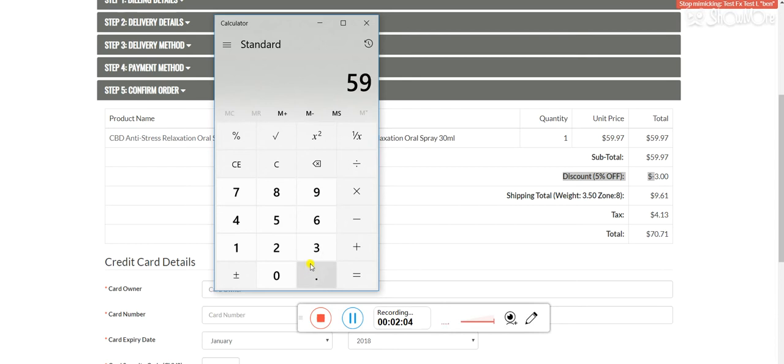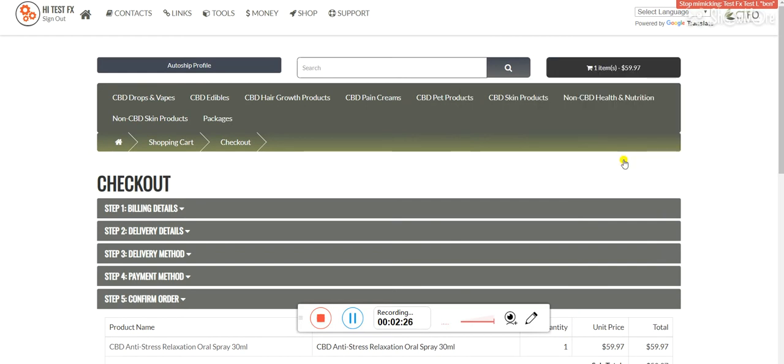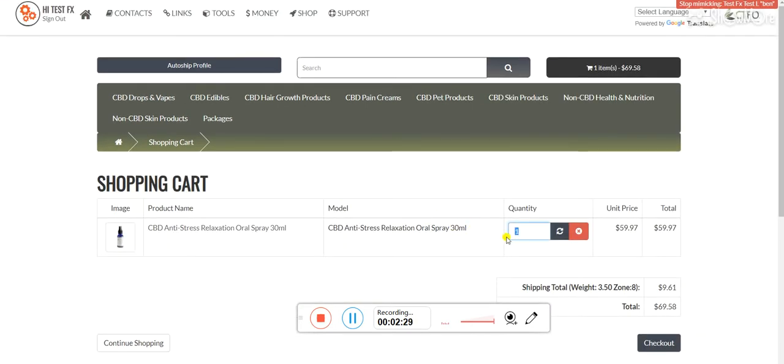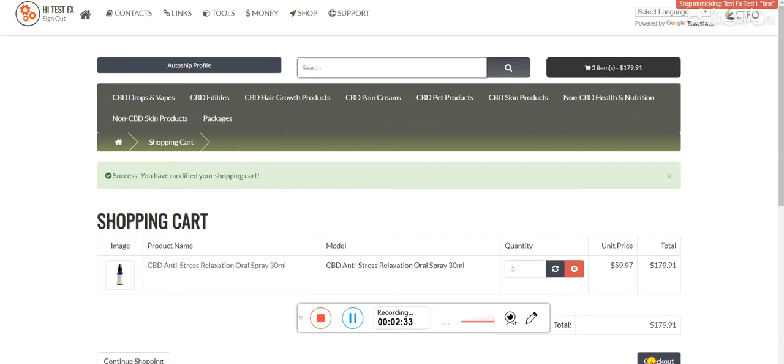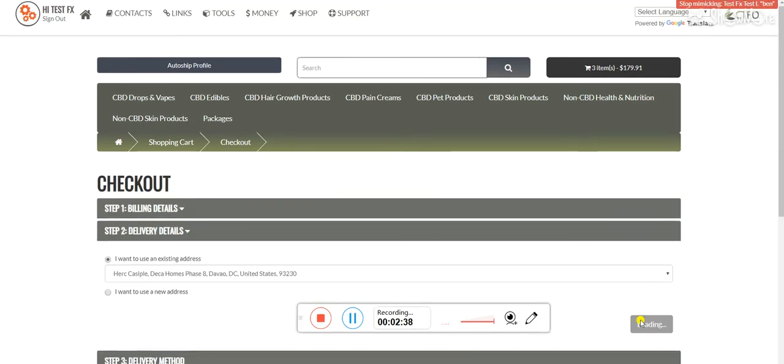So 59.97 minus 3 plus shipping fee 9.61 plus 4.13 gives us 70.71. So that is correct. Let's try adding more quantity so we can test the computation of the discount.